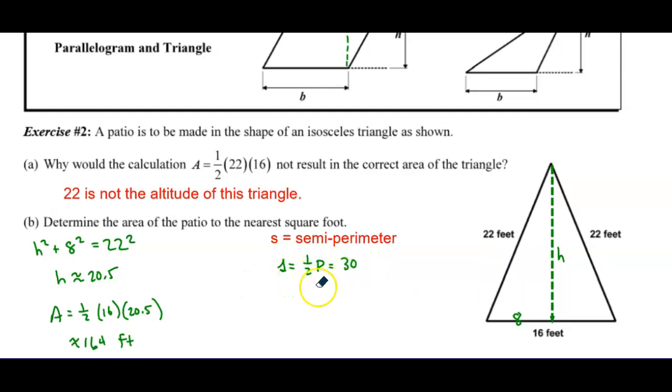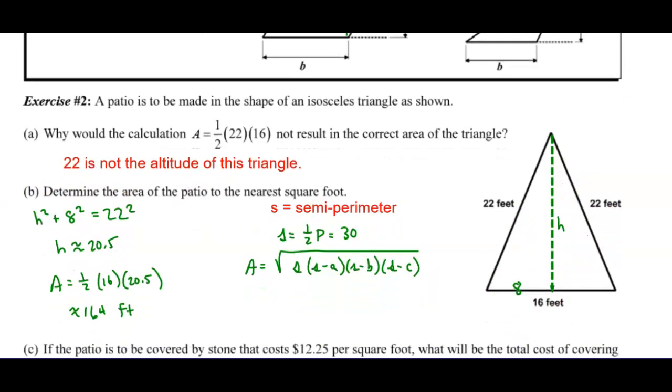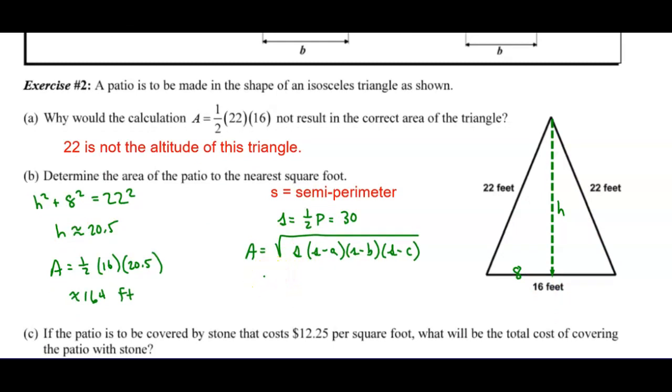The formula using the semi-perimeter goes like this. You say that the area is equal to the square root of the following product: s times (s minus a) times (s minus b) times (s minus c), where a, b, and c are just the sides of the triangle in any order that you want, because you're going to end up using them all and subtracting anyway.